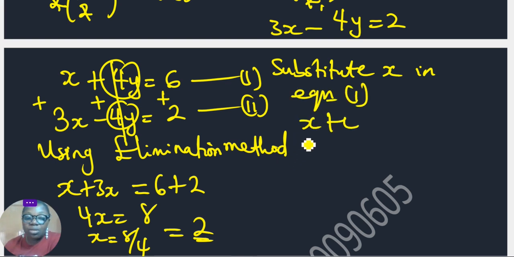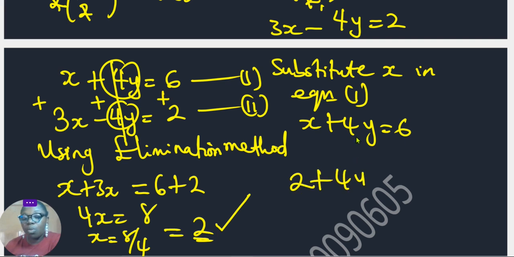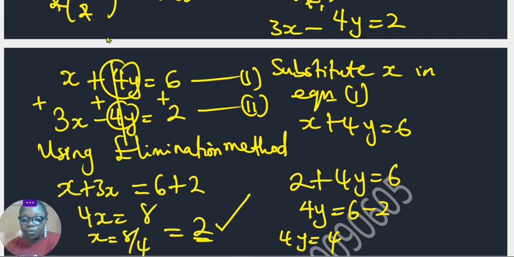x plus 4y equals 6. So wherever we have x, we have to substitute using 2. So that will be 2 plus 4y equals 6. Okay, so now we have to collect the like terms, leaving 4y. 6 minus 2, so 4y is equal to 4.